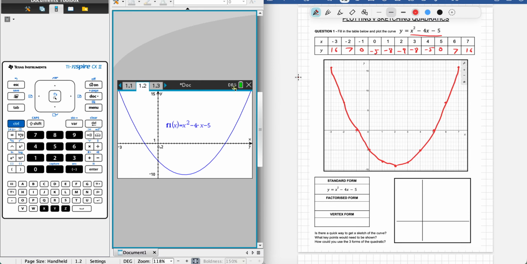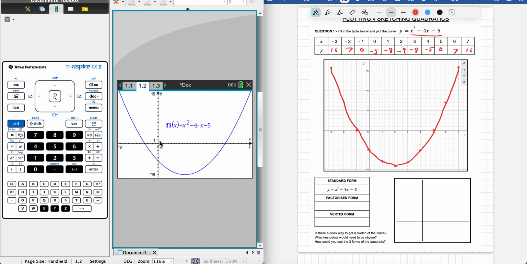All right, everyone, today we're going to take a look at plotting versus sketching quadratics, and we're going to be using our TI-Nspire to help us do this. So we can see here, I've got a window in my worksheet, and I'm just taking a look at the window here from -3 to 7, from -10 to 15, more or less.